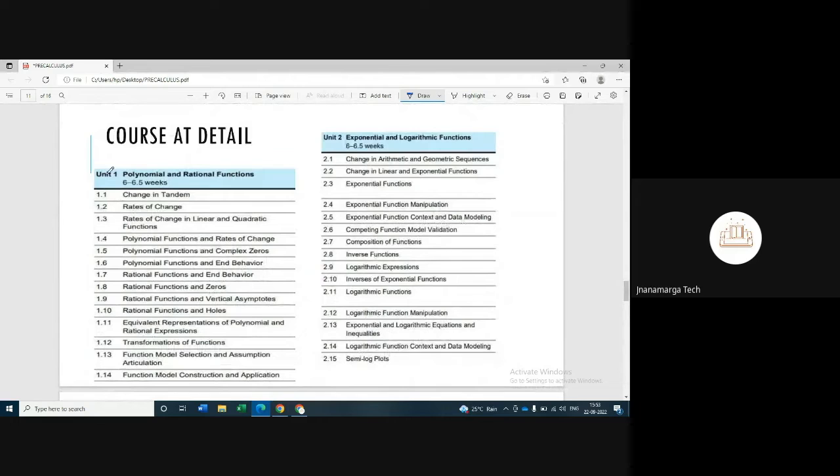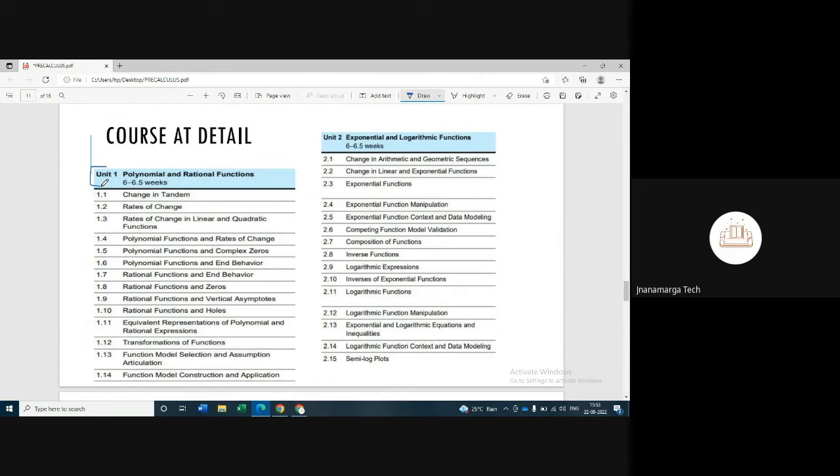So the first unit consists of polynomial and rational functions. What do we mean by a function initially? So we know what a function is. A function is a relation that maps the set of the input to the output. So we're given some input and we get some output after the function work has been done.